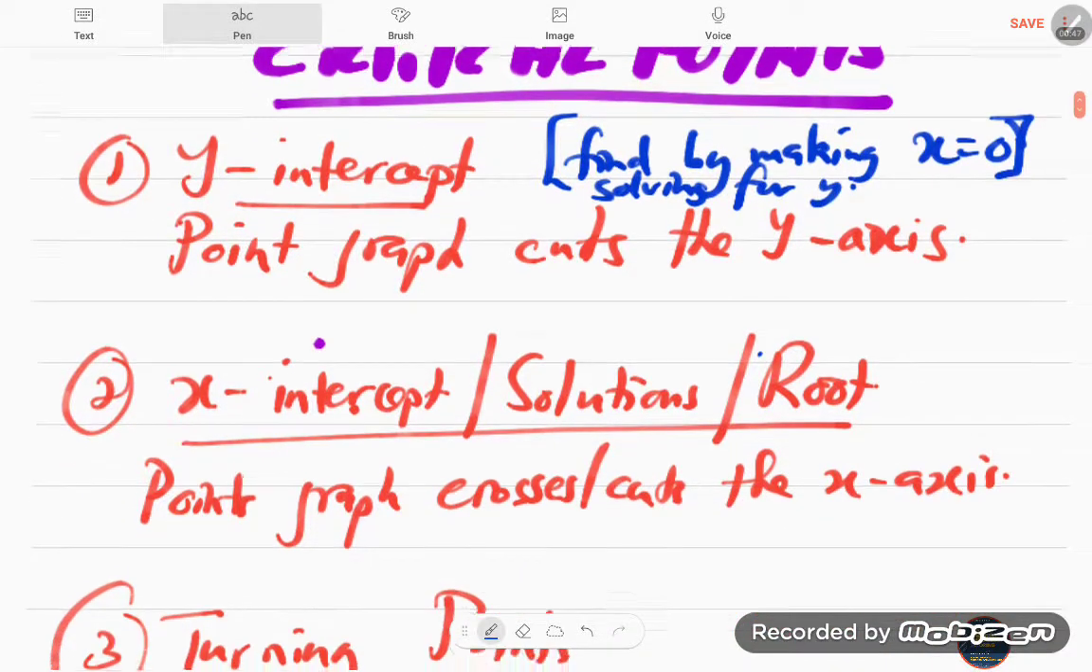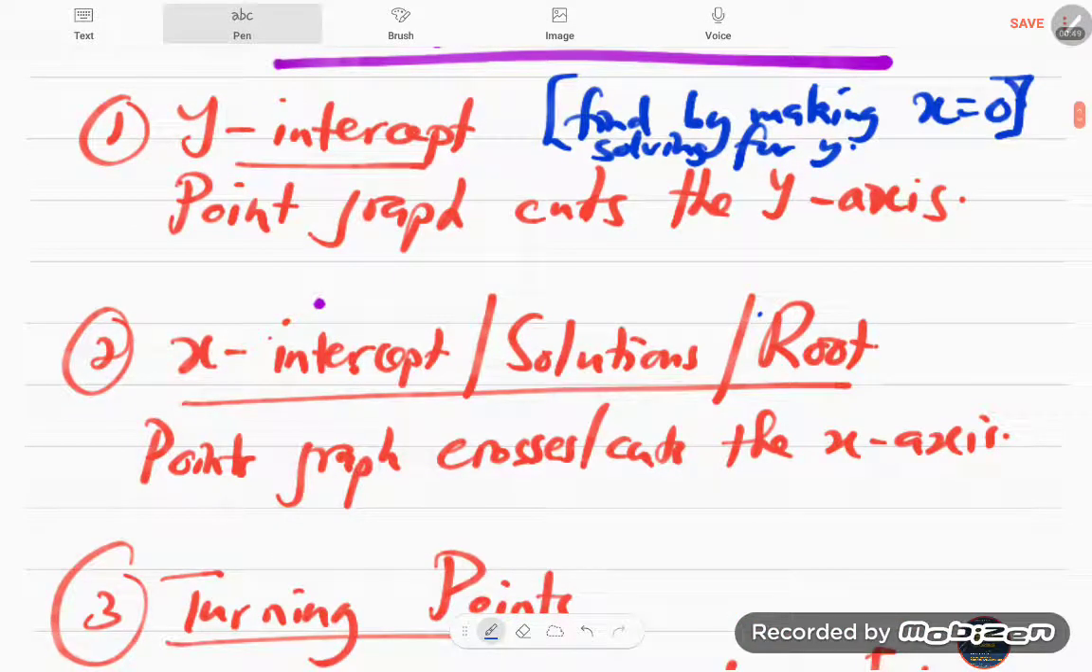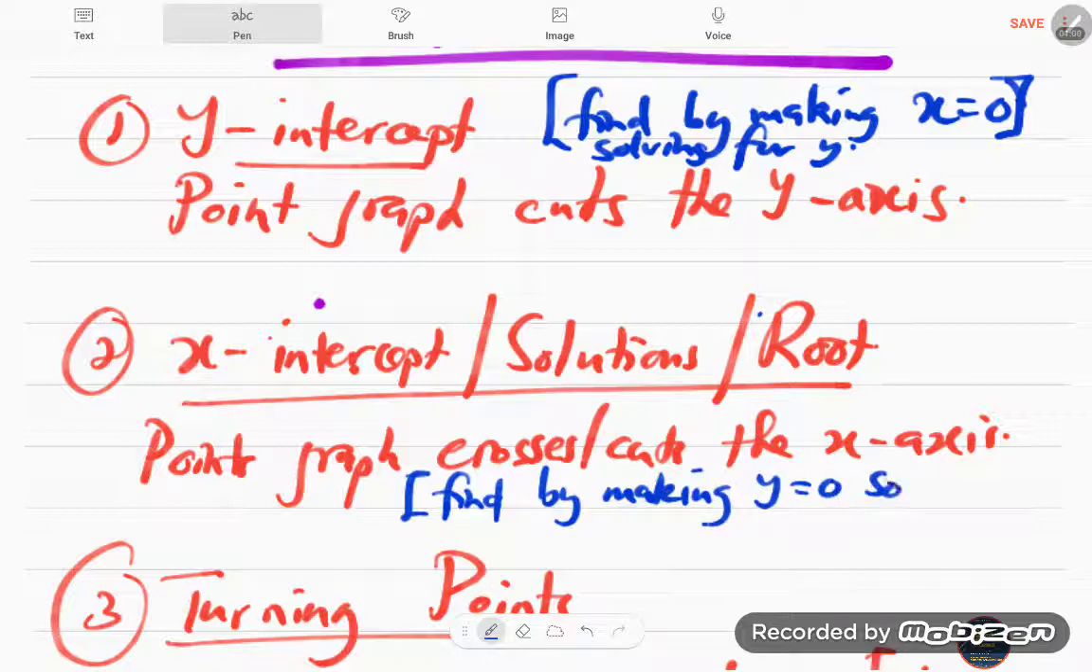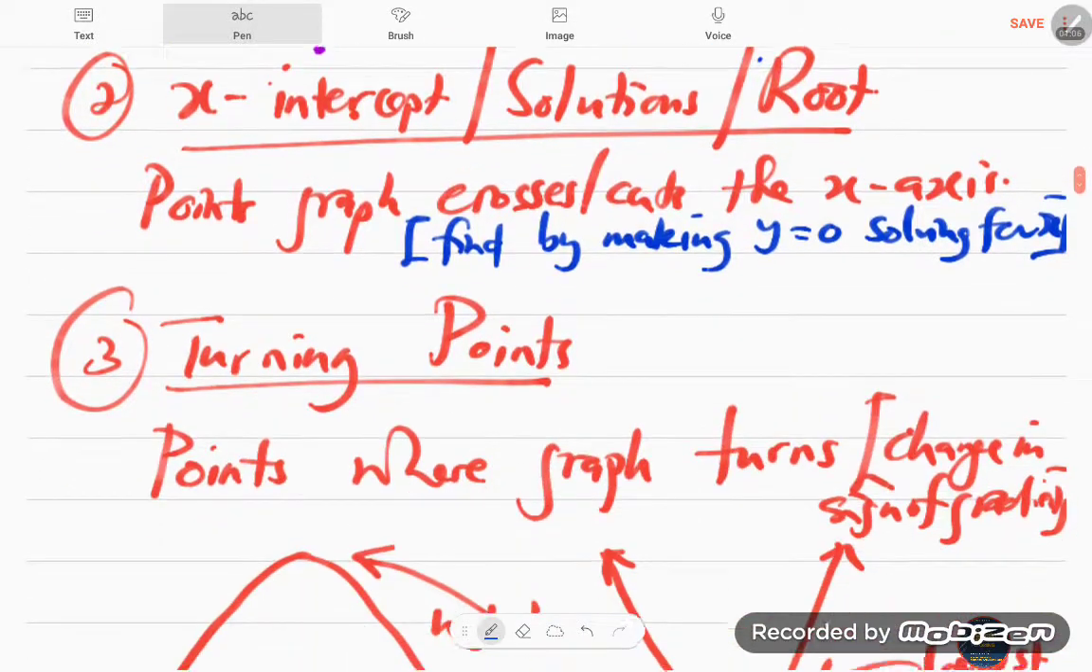okay. And then the next one, how do we find the x-intercept? So we find this by making y equal to 0 and then solving for x, like that. And then turning points.